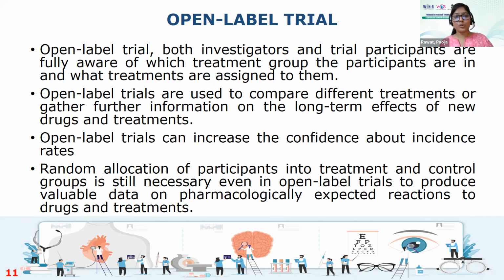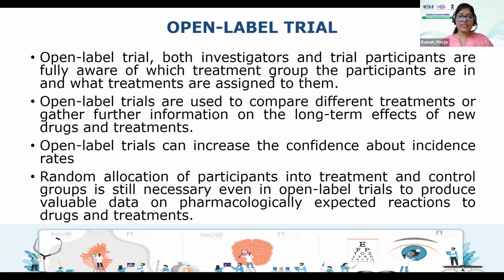Open label trials are used to compare different treatments or gather information on the long-term effects of a new drug or treatment. And these trials can increase the confidence about the incidence rate. The random allocation of participants into the treatment or control group is still necessary even in an open label trial, to produce valuable data on the expected pharmacological reaction to the drug. But as they are typically biased and uncontrolled, this data is not of great value to the researcher, right? Because these kinds of data generally have some kind of bias.